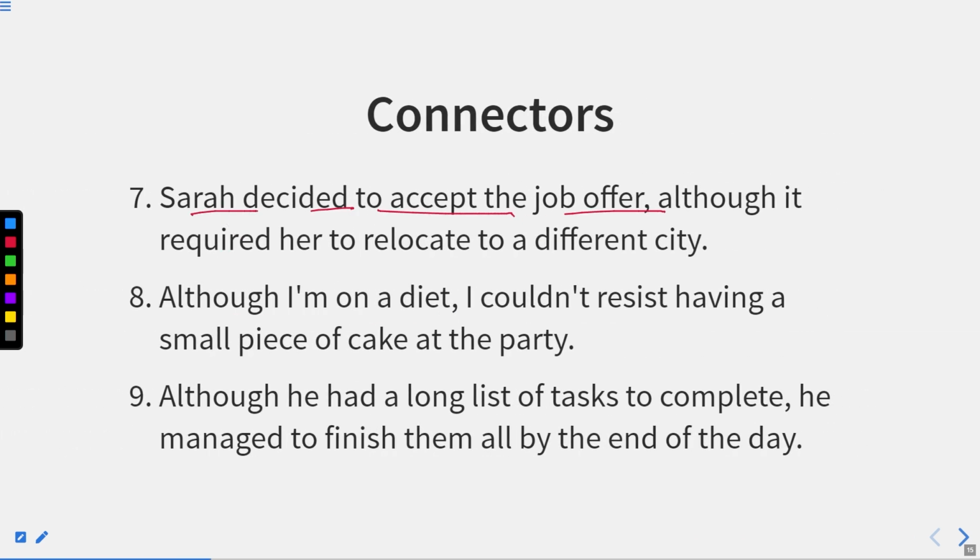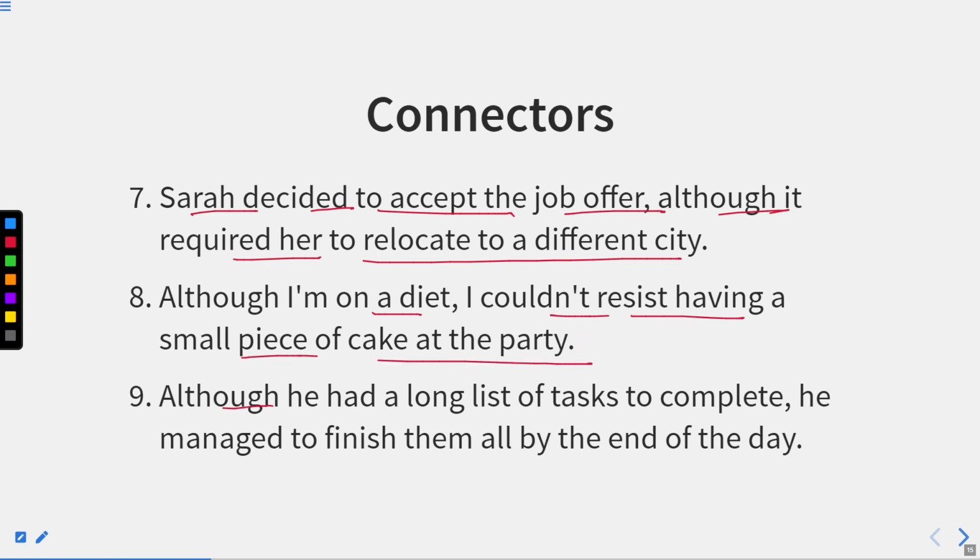Sarah decided to accept the job offer, although it required her to relocate to a different city. It means she decided it even though she had to move to some other place. Okay. Although I'm on a diet, I could not resist having a small piece of cake at the party.